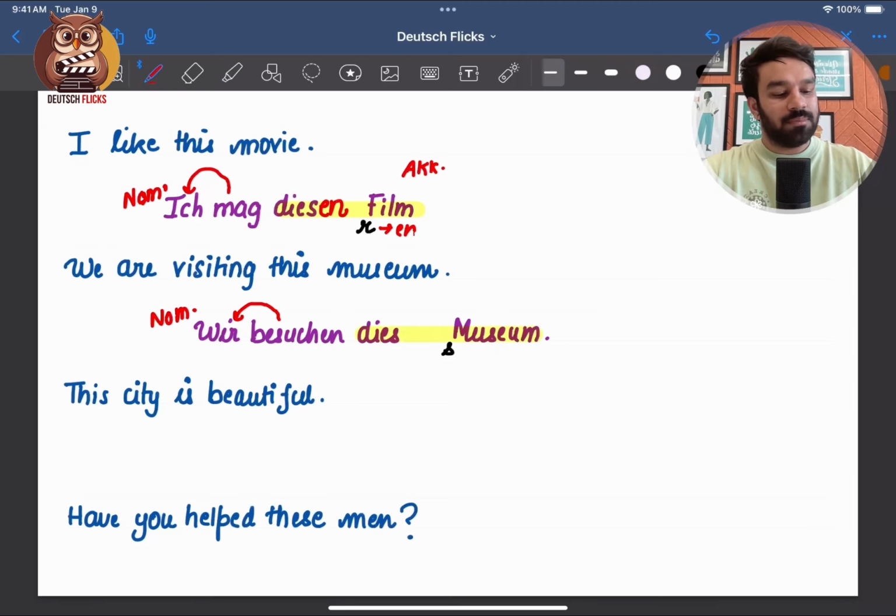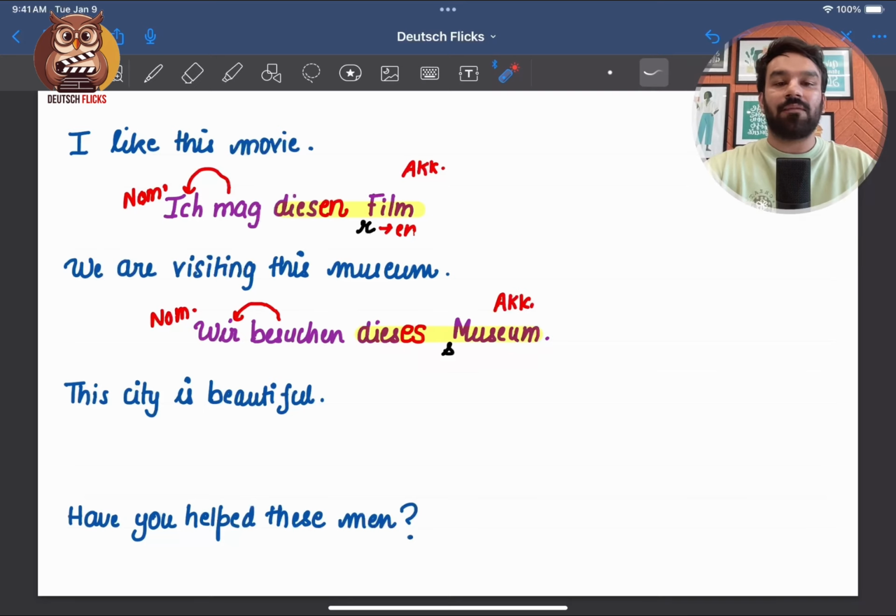And object comes in which case? Accusative case. This is the direct object. So we'll write here dieses. Now don't think this dieses is in nominative case. No, it's the accusative one. You should know the case. If you're still struggling with the case system, you can watch my videos on that.